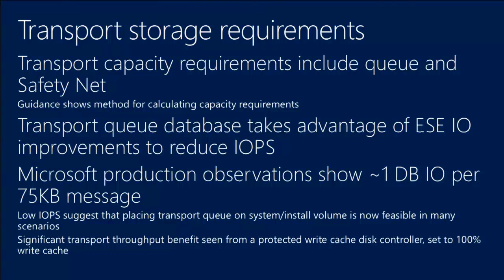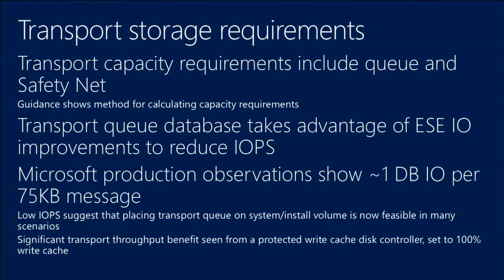So when you think about sizing for transport, it's really about the Q database and the impact of safety net. Safety net, as I mentioned, is the evolution of the transport dumpster in 2013. As message traffic is flowing through Exchange, you can think of those messages as being persisted somewhat temporarily in queue until they're actually delivered to the target mailboxes, but then also hanging around in that same database for whatever period of time you have set for safety net.